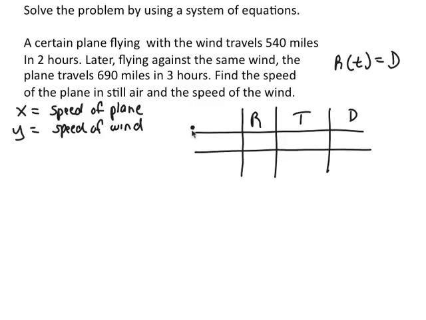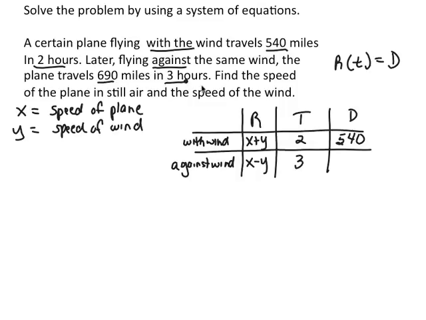And remember, in this problem, I'm going to be going with the wind and then against the wind. So with the wind, again, I don't know my rate, but I'm going to represent that as x plus y. My time is 2 hours, and I'm going to travel 540 miles. When I go against the wind, I'm going to say x minus y here, and that's going to take 3 hours, and I'm going to travel 690 miles.